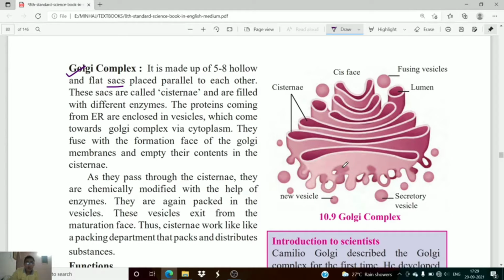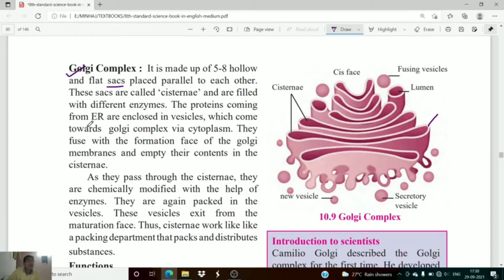If we want to consider one of the parallel sacs, then we are going to call it a cisterna, and they are filled with different enzymes. So there are different enzymes which are responsible for the growth of a cell or the body. Those enzymes are there within the sacs or cisternae.